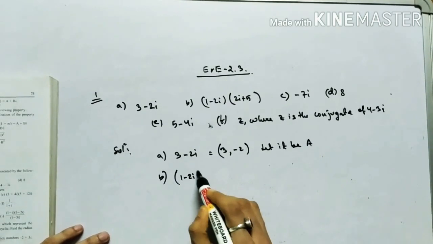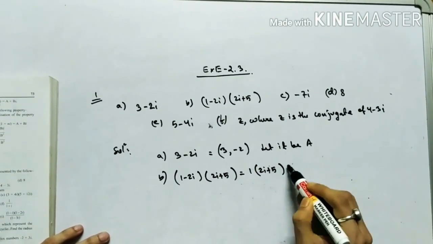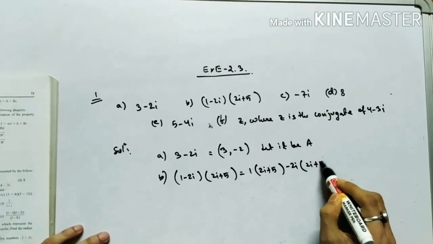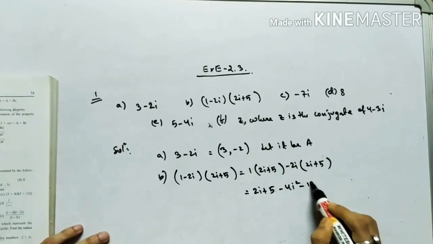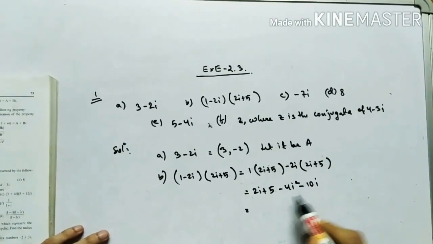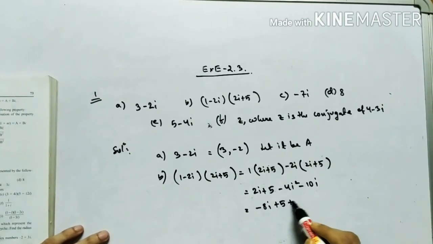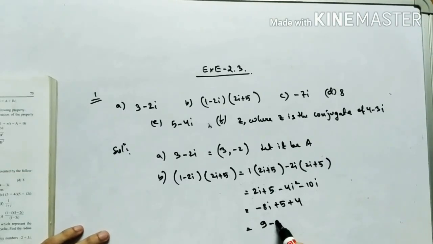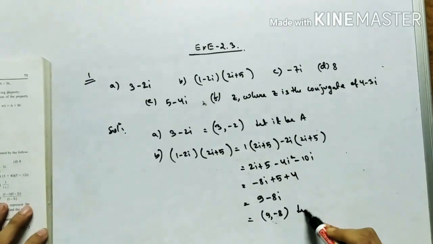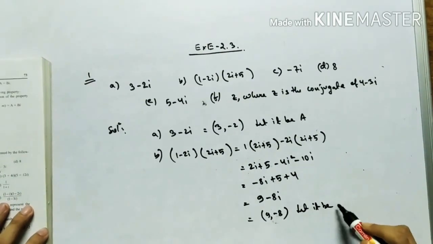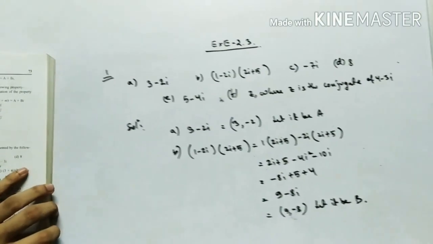Next, number B, 1 minus 2i times 2i plus 5, which is 2i plus 5 minus 4i square minus 10i. This becomes minus 8i plus 5 plus 4, so this is 9 minus 8i, which I can write as 9 comma minus 8. Let this point be denoted by B.